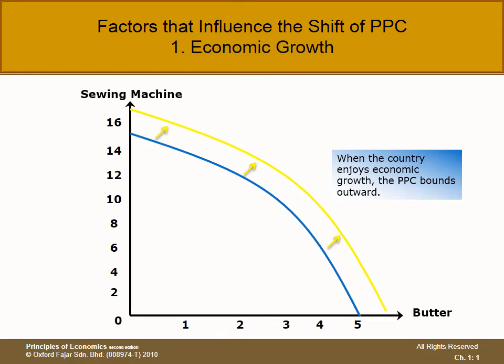With higher economic growth, of course, we can produce more sewing machines, so from 15 to 17, and we can also produce more butter, so from 5 to 6.